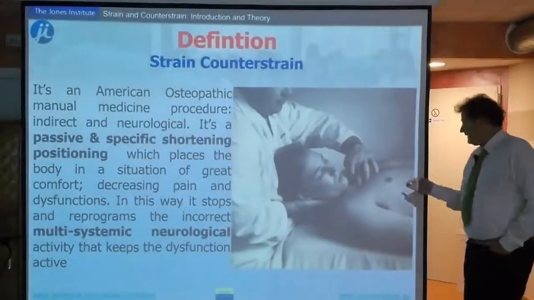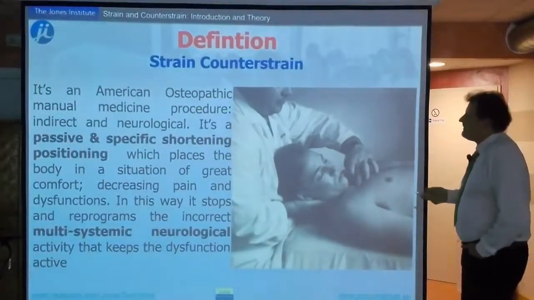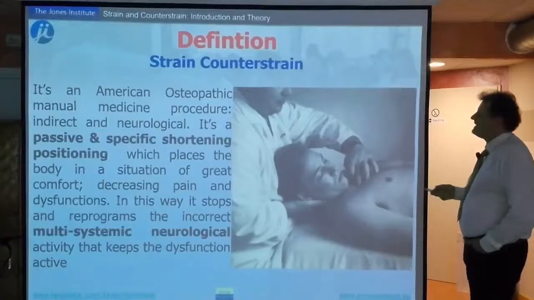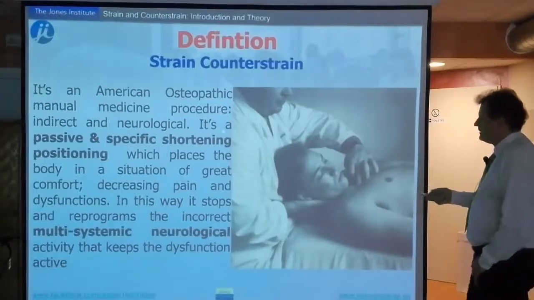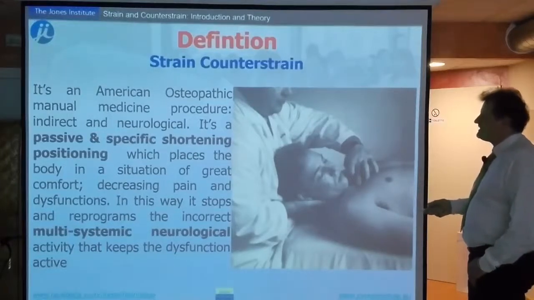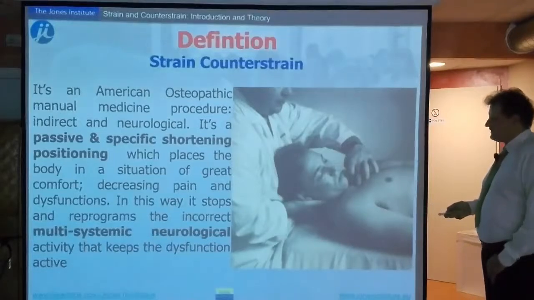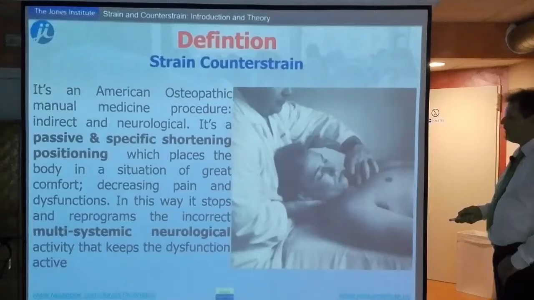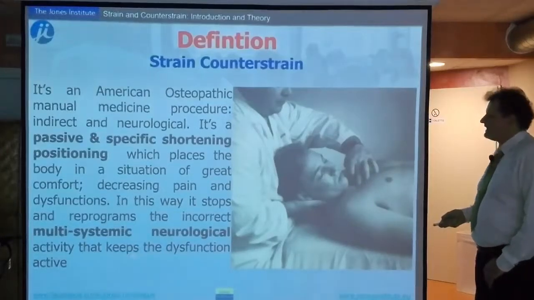Let's talk about the definition of strain counterstrain. What is the strain counterstrain definition? Well, counterstrain is an American osteopathic manual medicine procedure. It's an indirect and neurological approach. It's a passive and specific shortening position which places the body in a situation of great comfort, decreasing pain and dysfunction. In this way, it stops and reprograms the incorrect multisystemic neurological activity that keeps the dysfunction active.